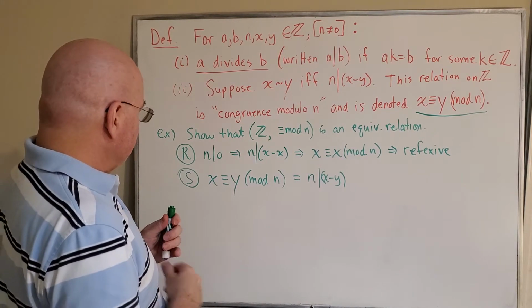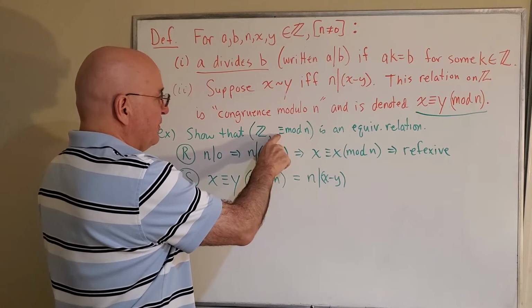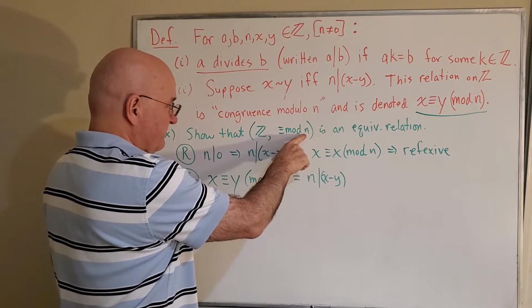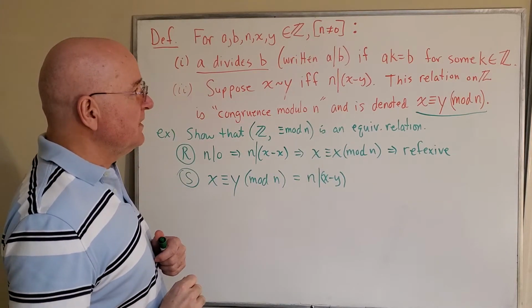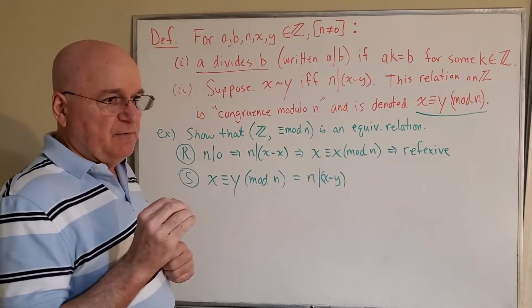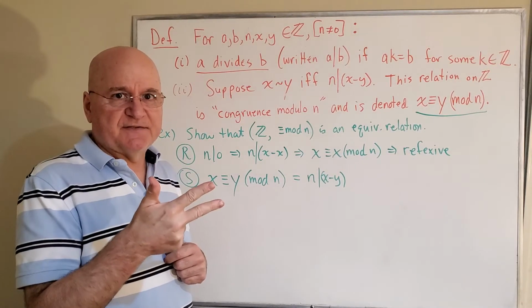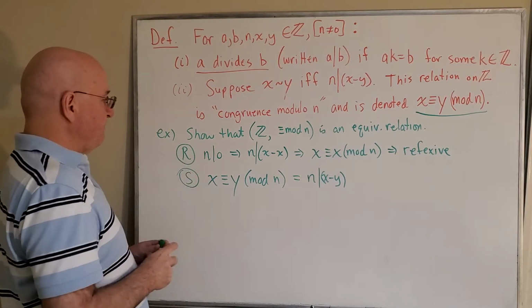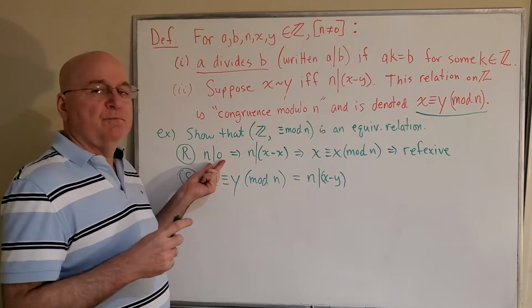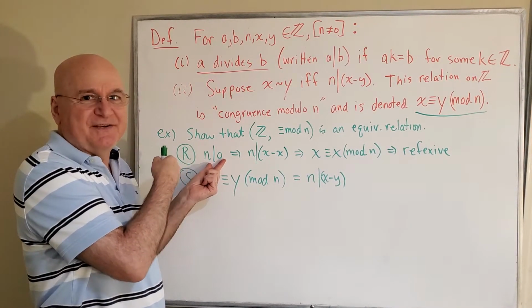Okay, show that the integers, comma, congruence modulo n is an equivalence relation. So, what does that mean we have to do? We have to show that it's reflexive, symmetric, and transitive. I've already started this. Reflexive. n divides 0. We know that because n times 0 equals 0. Every integer divides 0.